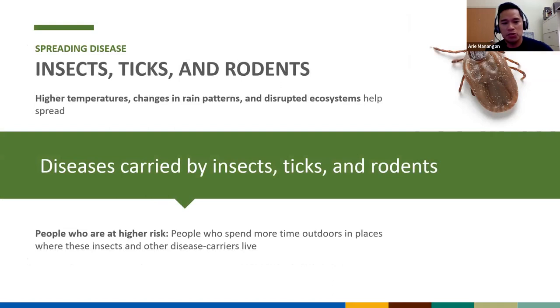Higher temperatures, changes in rain patterns, and disrupted ecosystems help spread diseases carried by insects, ticks, and rodents. Individuals most at risk include those that spend more time outdoors. Next slide, please.